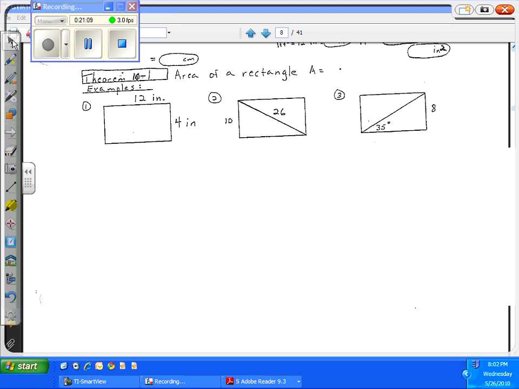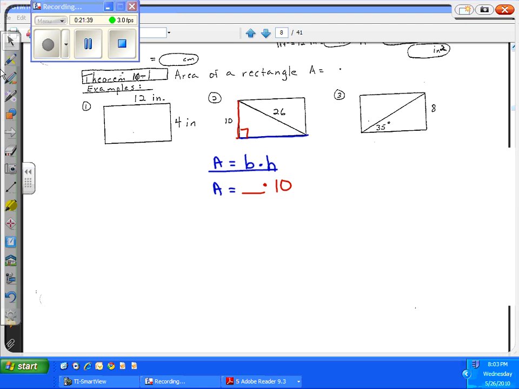Okay, number 2. We're looking for the area of the rectangle. Area is base times height. So we go to plugging stuff in. Area equals base, which we don't know, times the height, which we do know. The height is 10, so we don't know the base. We cannot find area until we have the base.